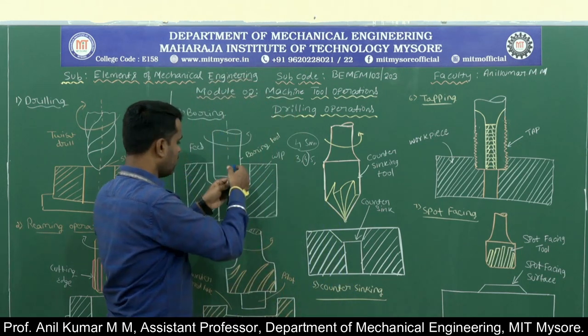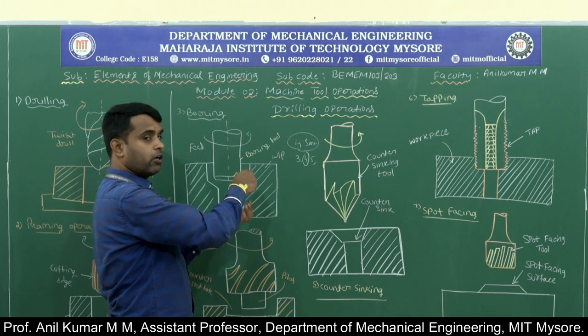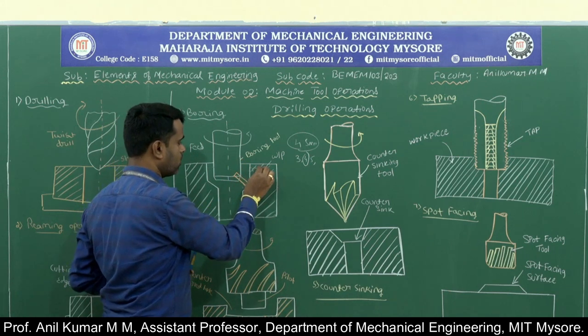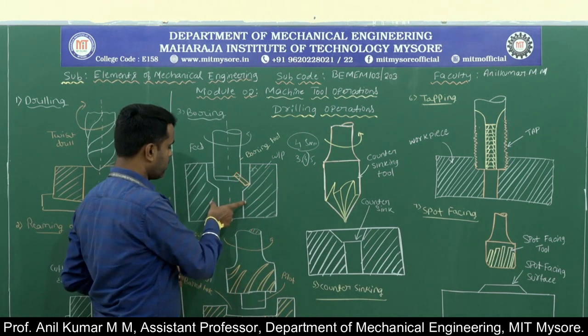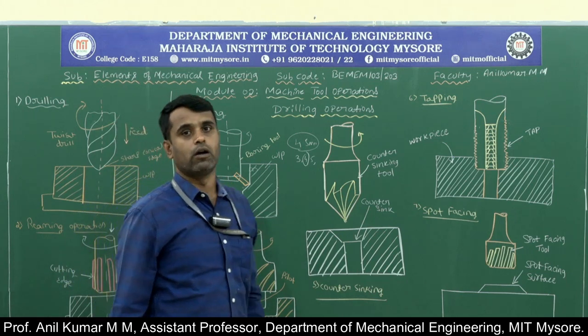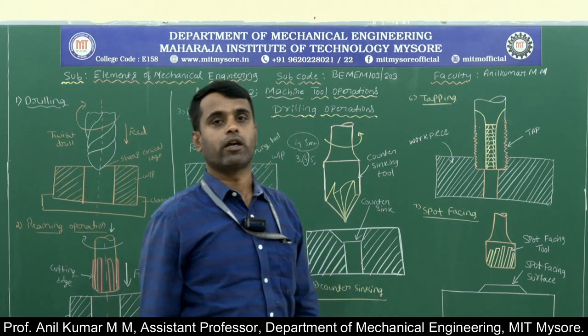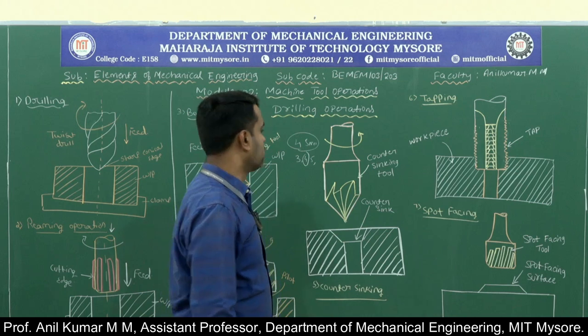You just have to feed the tool against the previously drilled hole. At that time the excess metal will be removed in the form of fine chips and you will get the desired diameter hole on the workpiece. That operation we can call the boring operation.